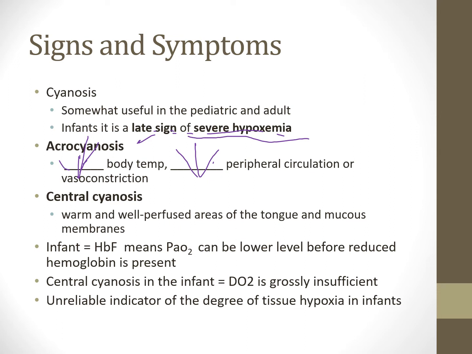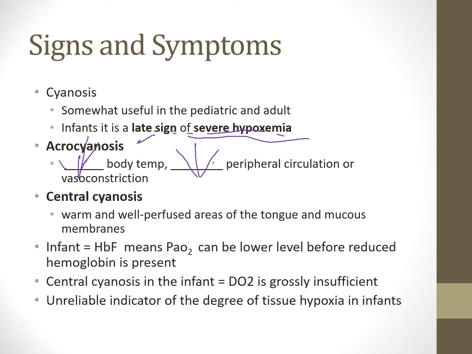Central cyanosis, bad sign. Especially when we're looking at these kids, it's a late grave sign. But warm and well-perfused areas of the tongue and mucous membranes are usually some of the first signs you can look for to see if a kid has central cyanosis. So look at their gums. Look at their tongue. Look at all the mucous membranes in their mouth to look for central cyanosis.